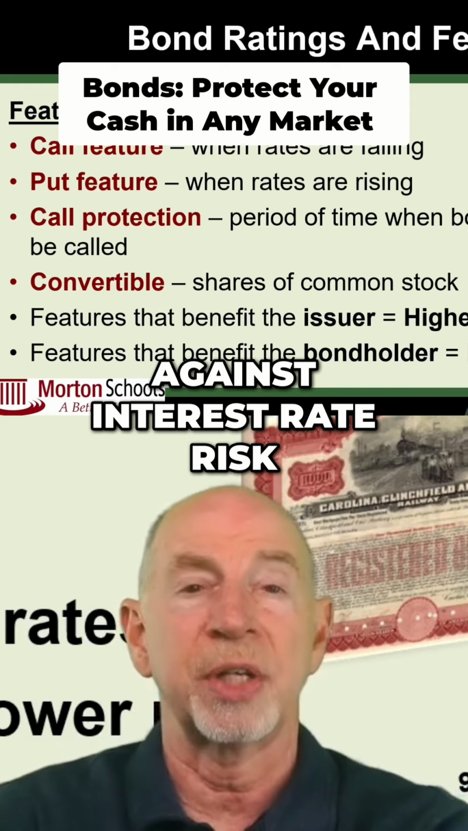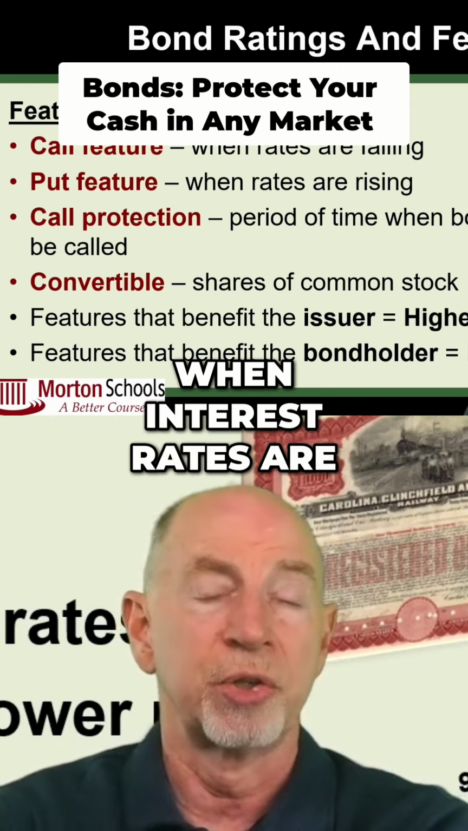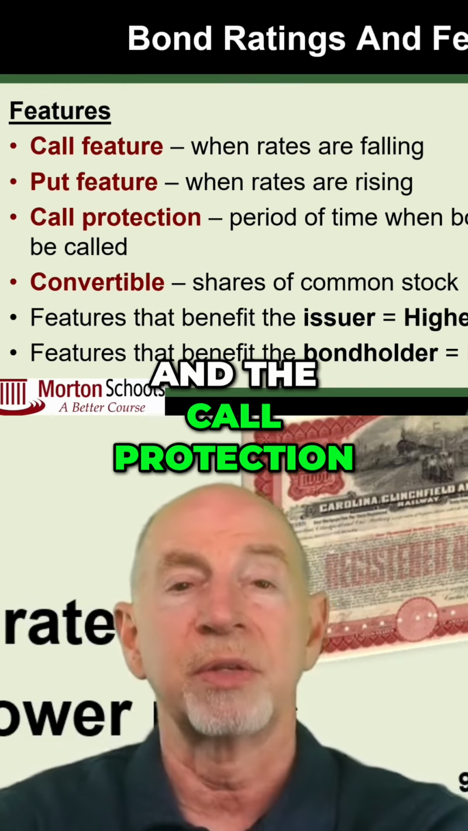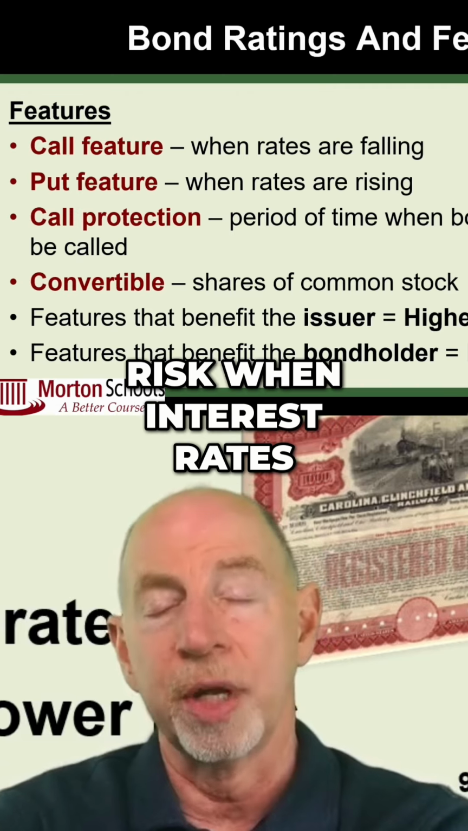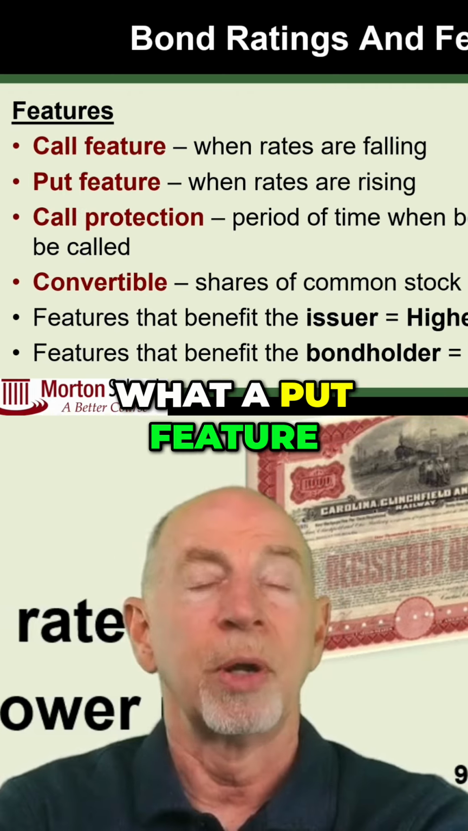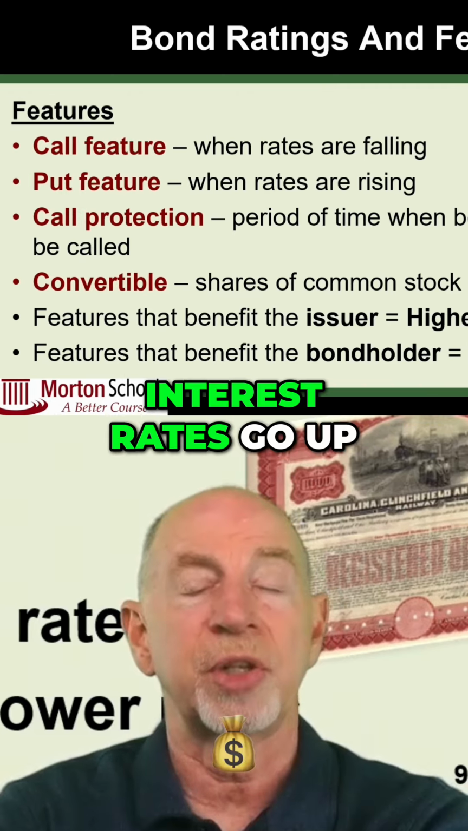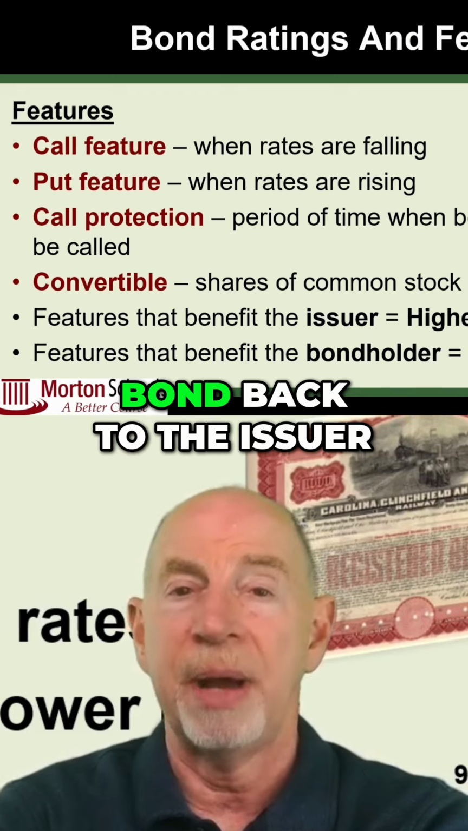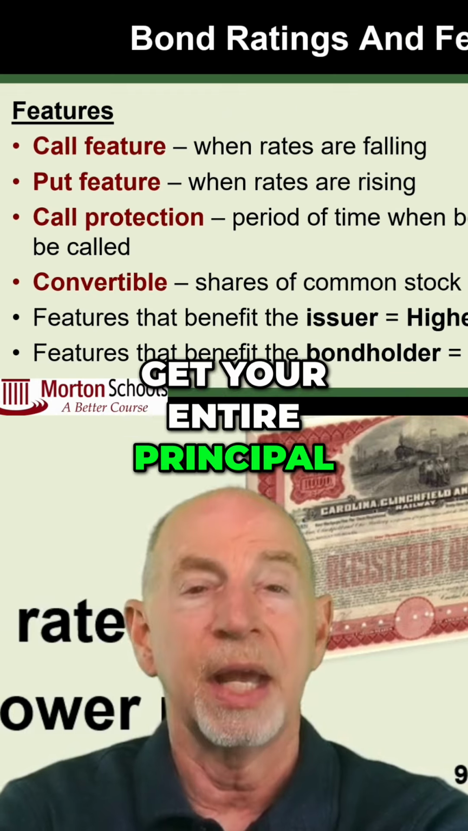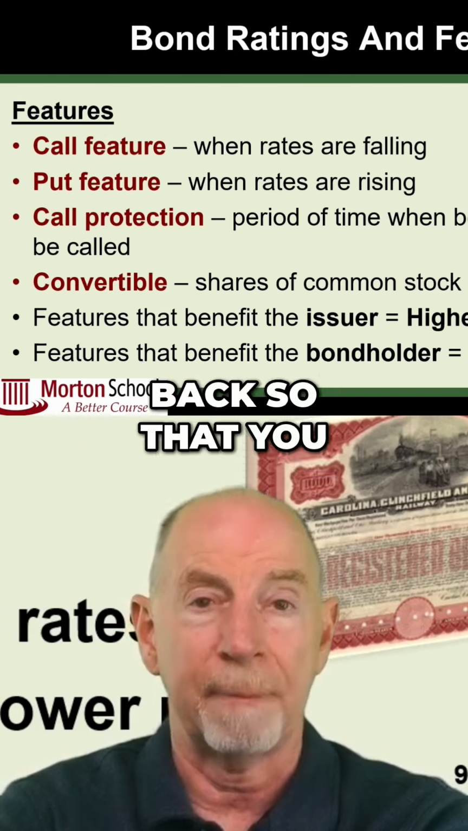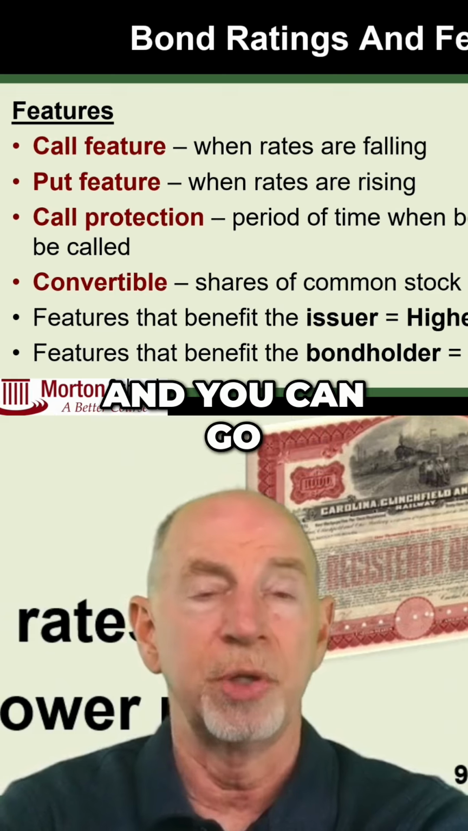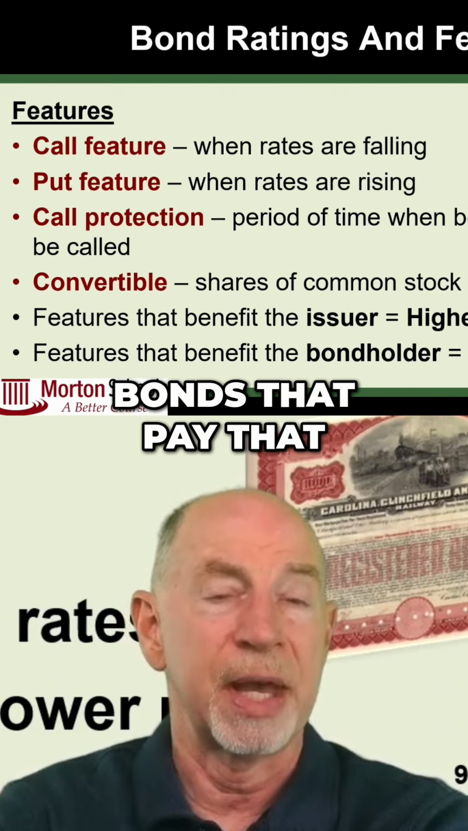The put feature protects against interest rate risk when interest rates are going up, and the call protection feature protects against call risk when interest rates are going down. Now, what a put feature means is that if interest rates go up, you can put the bond back to the issuer, get your entire principal back, so that you then have your principal and you can go out and buy new bonds that pay that higher interest rate.